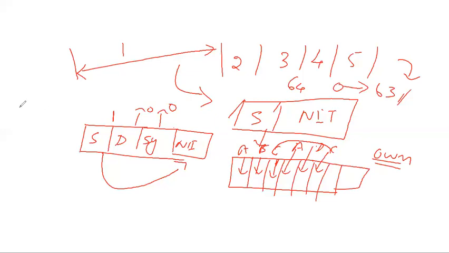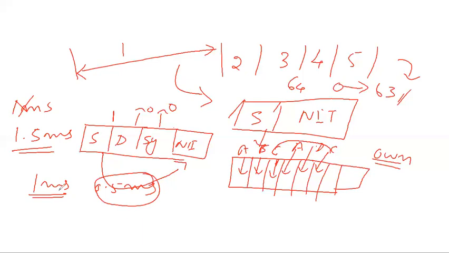Assume that one communication cycle is 1.5 milliseconds. In that, 1 millisecond is used for the static segment, and 0.5 milliseconds, I'm taking as an example, this is not the actual figure, is used for the network idle time.